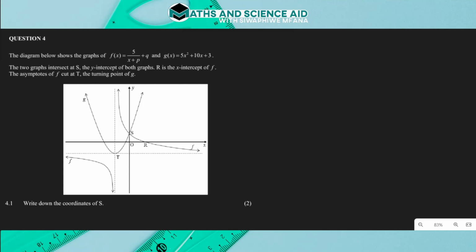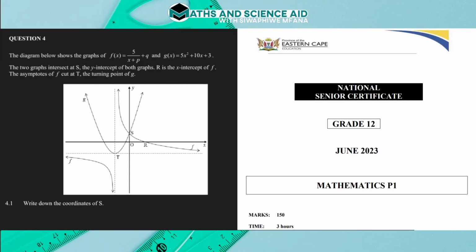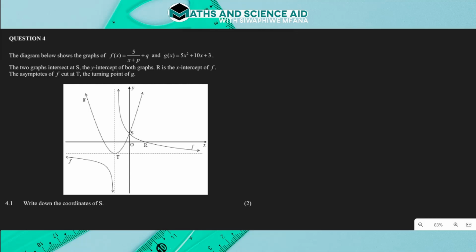In this video, we are going to be doing this question, which I have adapted from the EC June 2023 examination. This is obviously a question about functions. As we can see, here we are given a diagram which shows us the graphs of f, and f is a hyperbola. And we are also given a graph of g, which is a parabola or a quadratic function.